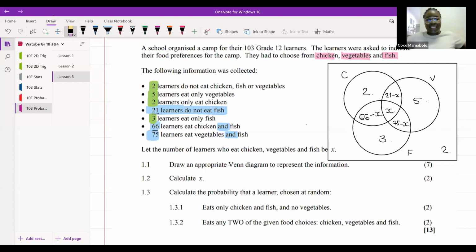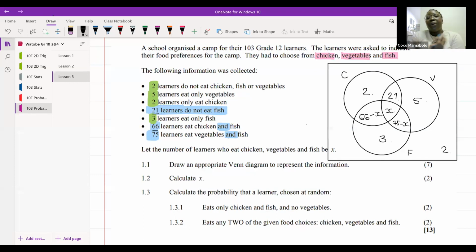I'll give you whole hugs, just high fives all around. Beautiful. They don't eat fish, so we can't include them in the intersection for fish. So 21 right there. Beautifully done. I mean, wow. Excellent. All right.